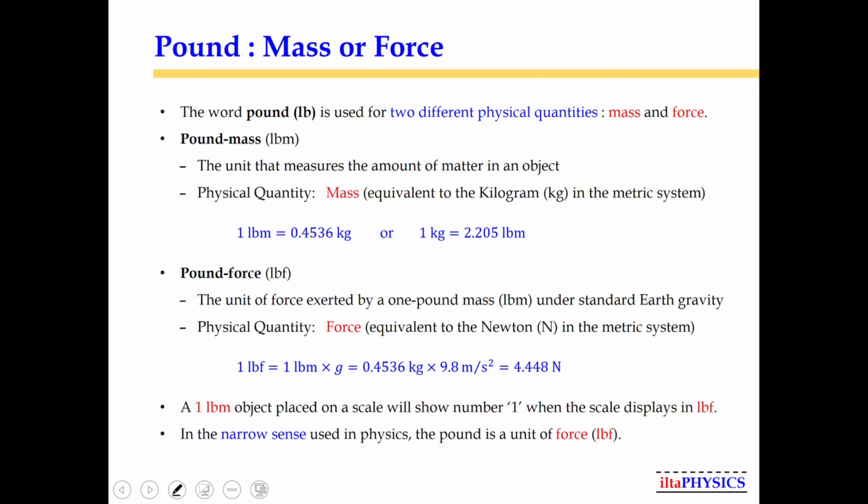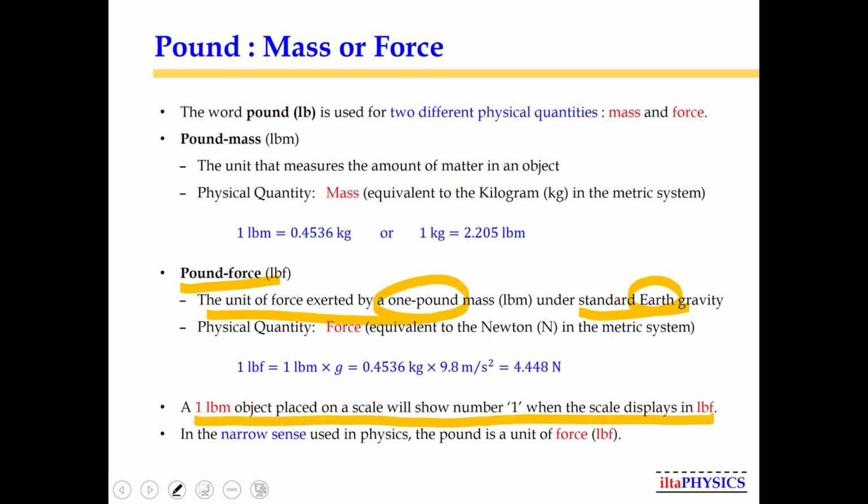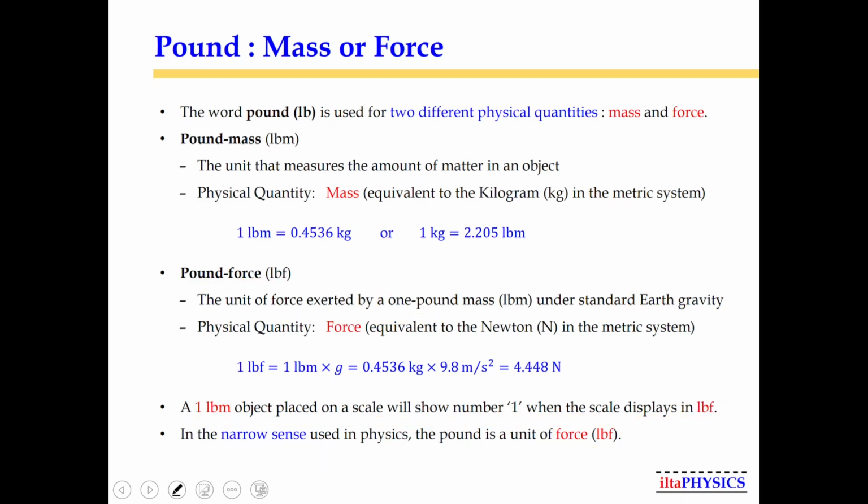Then, why do we often confuse the pound as a unit of mass and weight in everyday life? The reason is the definition of pound force. According to its definition, 1 pound force on Earth corresponds exactly to 1 pound mass as shown on a scale. And, in general, the pound in the narrow sense in physics refers to the unit of force, pound force. Since we studied mass and force, that is, weight, in this lecture, I explained the pound unit.